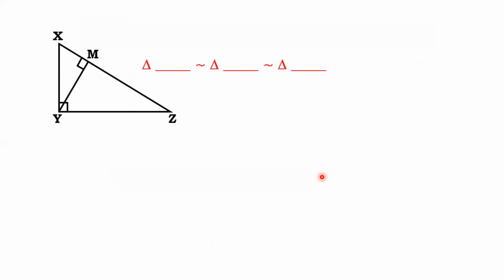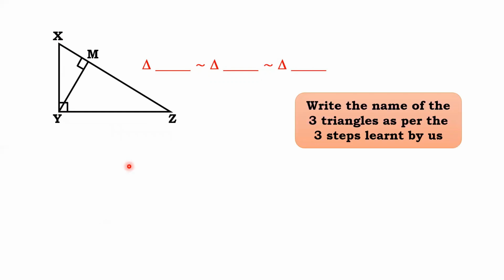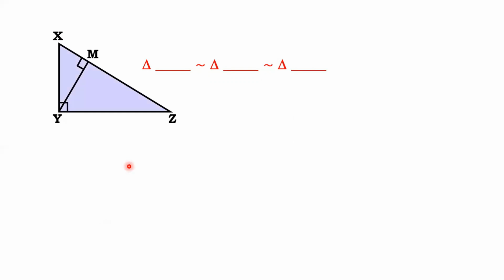Now let us do some preparation so that we also feel that we have understood it very well. Which is the original triangle? Yes, the original triangle is XYZ, or we can say ZYX. Y should be in between. So we have taken the original triangle. The first triangle we know is XYZ.